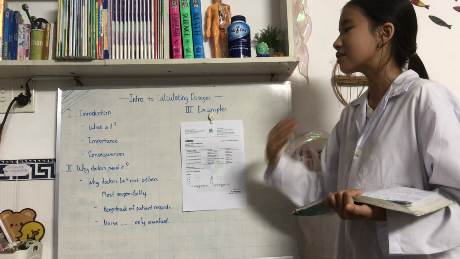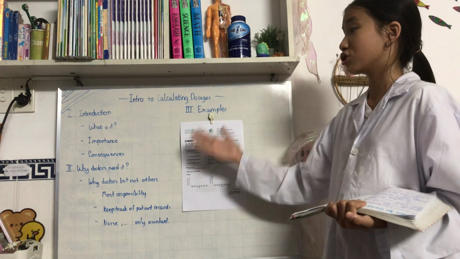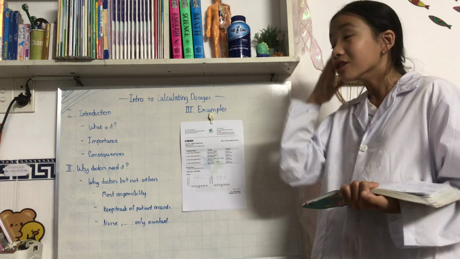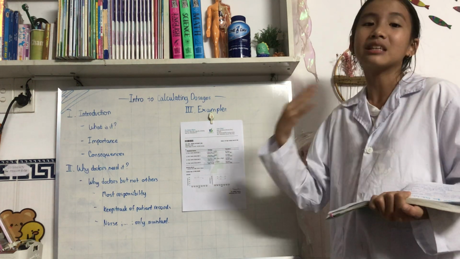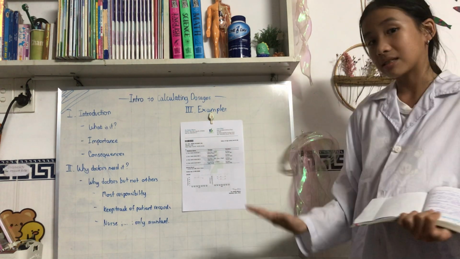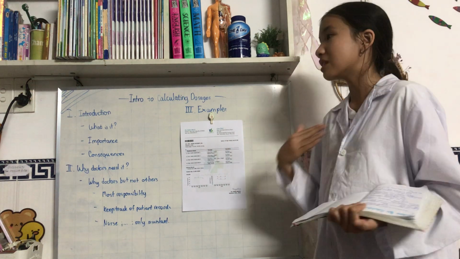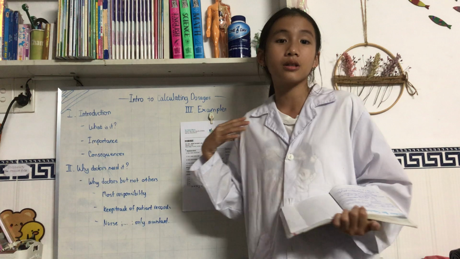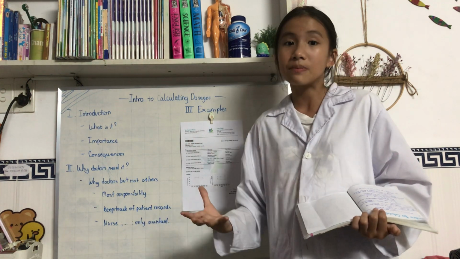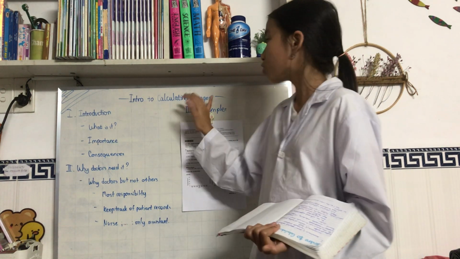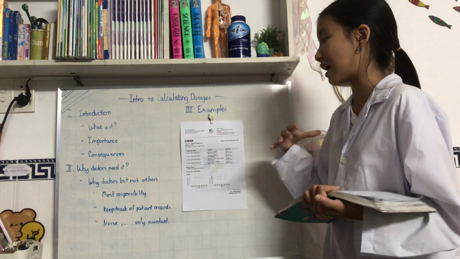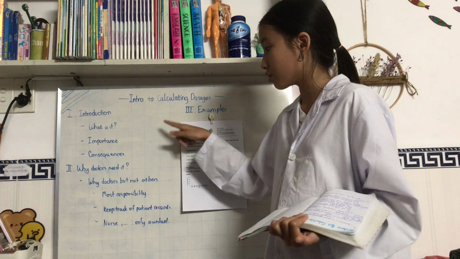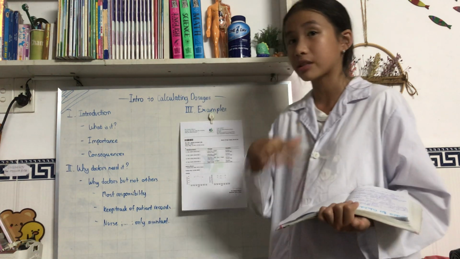Let's move on to our second and main part. Why do doctors need calculating dosages? Well, doctors need to calculate dosages because they need to give their patients medicine. Of course, the drugs only assist the doctors in the treatment plans, but the drugs are the crucial part of that treatment as well. Why do doctors need to calculate drugs but not others, for example nurses?